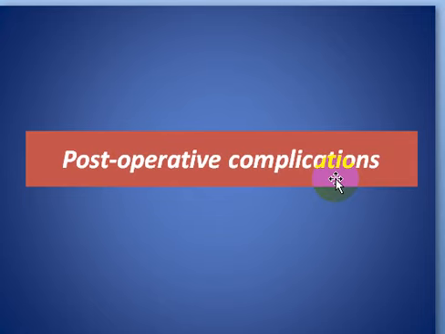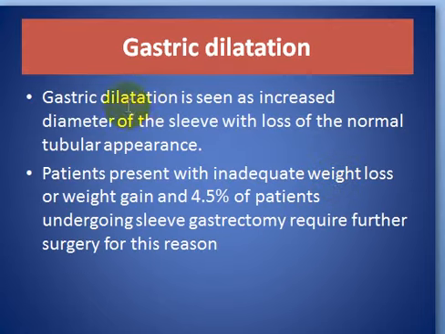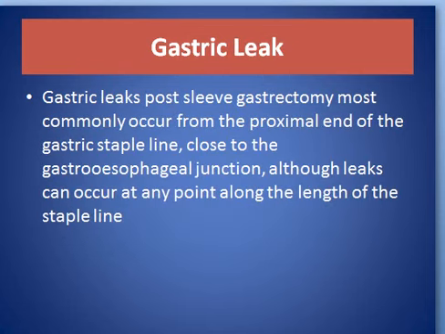Post-operative complication. Gastric dilatation is seen as increased diameter of the sleeve with loss of normal tubular appearance. Patients present with inadequate weight loss or weight gain, and it accounts for about 4.5% of patients undergoing sleeve gastrectomy who require further surgery for this reason.